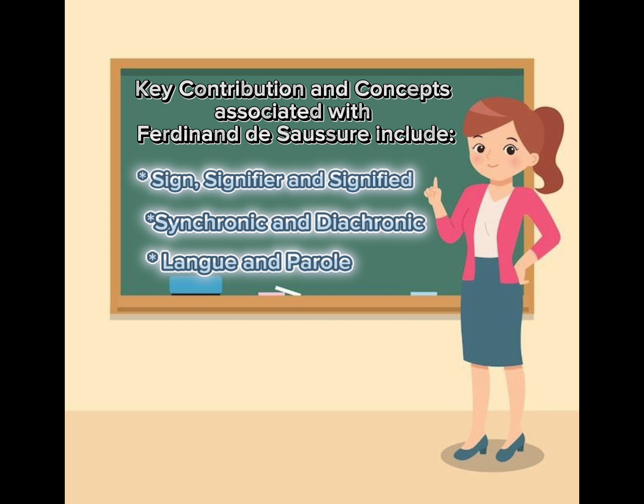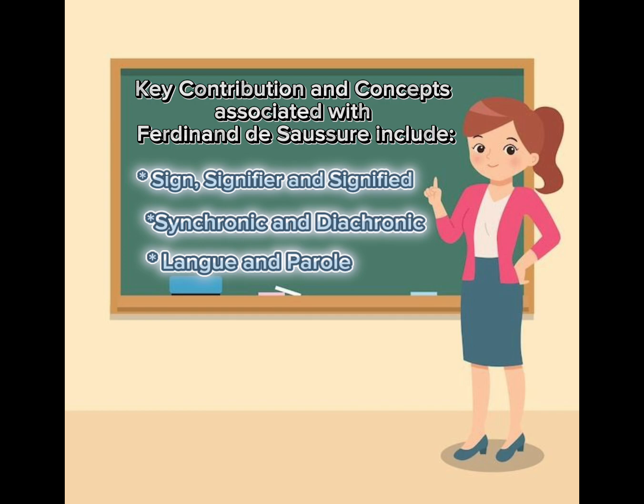Number 3, langue and parole. Saussure made a distinction between langue, the abstract system of language, and parole, the individual speech act. He argued that while parole represents individual utterances, langue represents the underlying systematic structure of a language. Saussure's ideas and concepts revolutionized the study of linguistics by shifting the focus from historical philology to the structure and system of language.